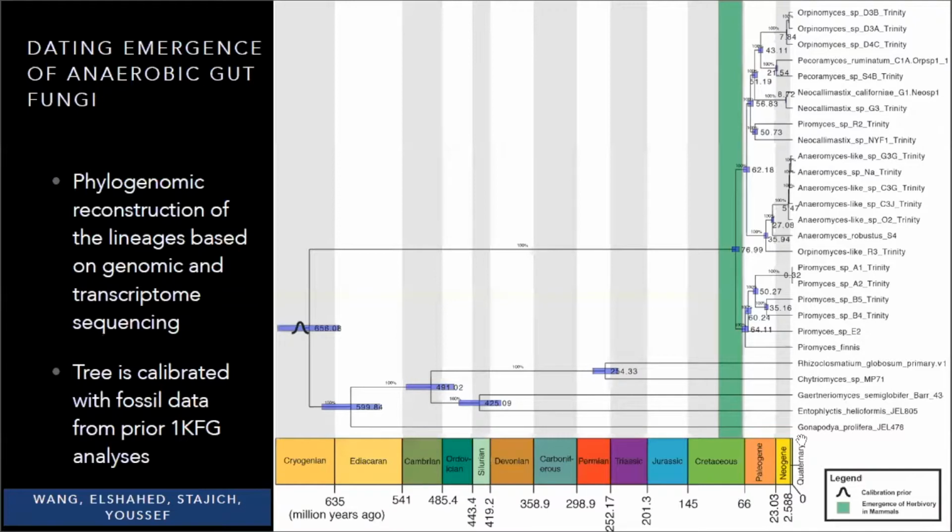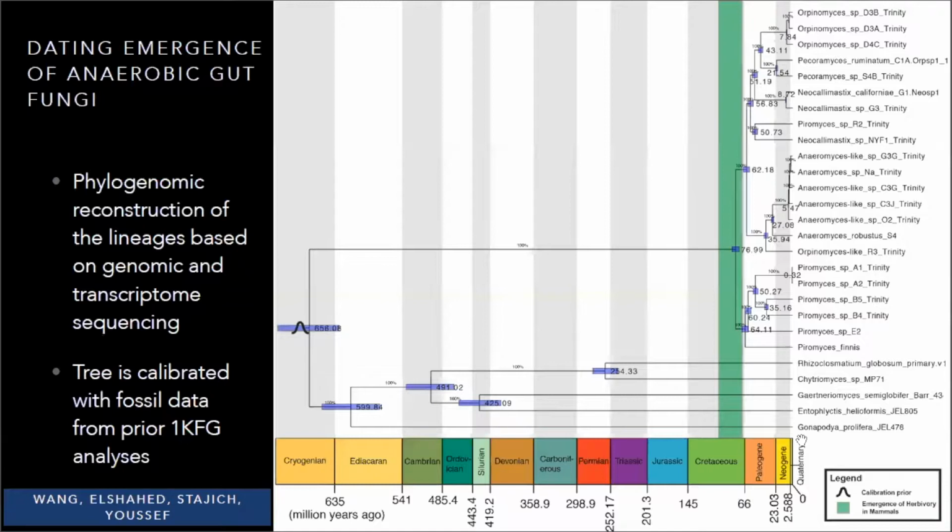And so in a project that we're working on with Mustafa El-Shahid and Noha Youssef at Oklahoma State, we sequence transcriptomes, because these genomes are a little bit hard to sequence. They're pretty repeat heavy. We sequenced transcriptomes of about 20 to 25 of these species to try to better understand their relationships.